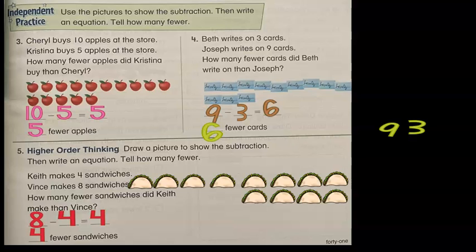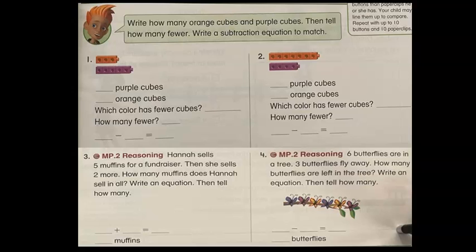Now, first graders, go get a pencil and a paper. Once you get your paper and pencil, I want you to copy numbers 1, 2, 3, and 4, okay? Make sure you tell Mr. Begay how many purple cubes, how many orange cubes, and which color has fewer cubes, how many fewer, and you're going to give me your subtraction equation right here again. Remember, you're going to use these up here to help you, okay? You're going to move on to number 2 once you're done with number 1.